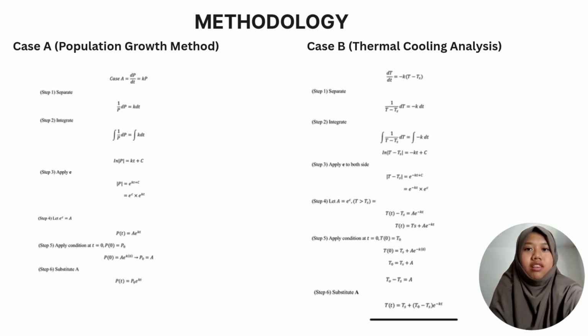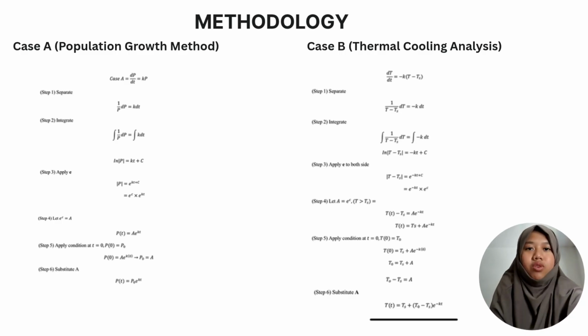So, for the next case, which is case B, we look at the temperature model using Newton's law of cooling. Our starting differential equation here is dT over dt equals negative k times open bracket T minus Ts close bracket. We follow the exact same 6 steps to solve it.